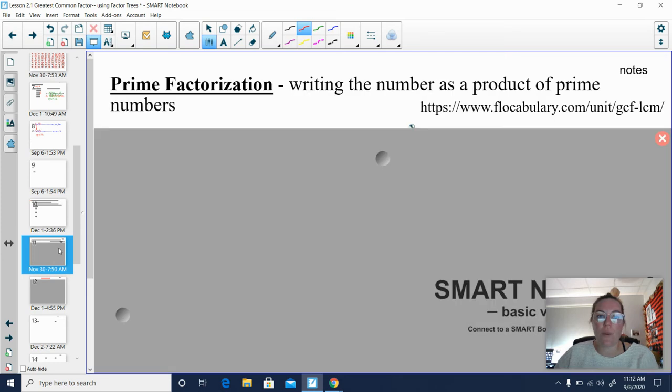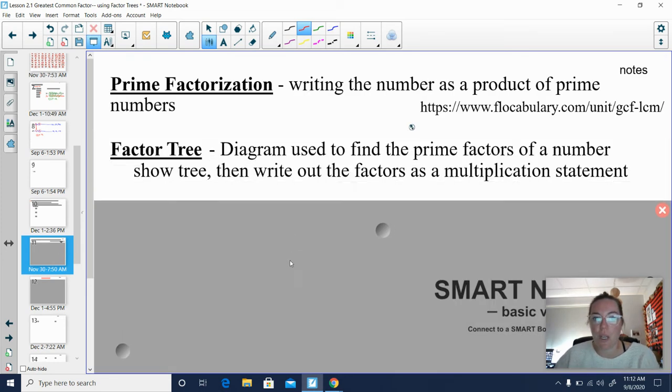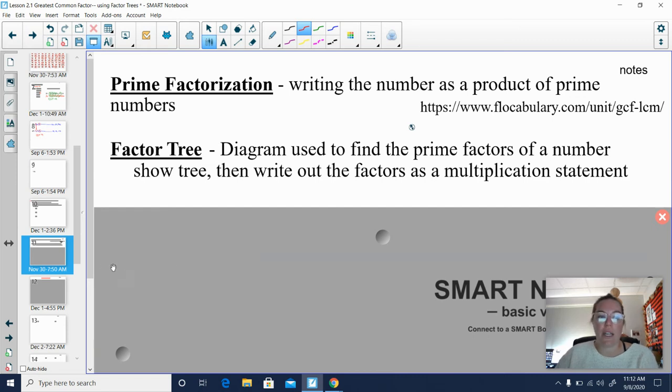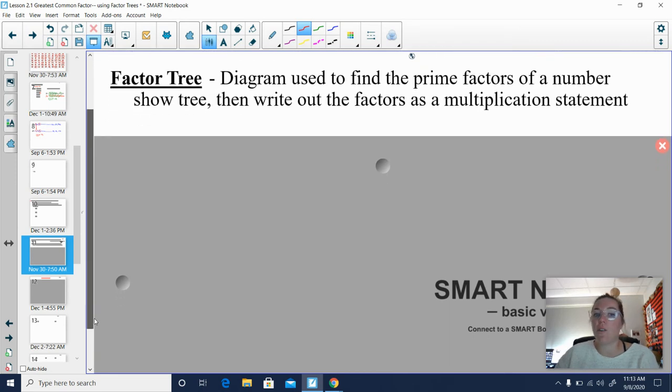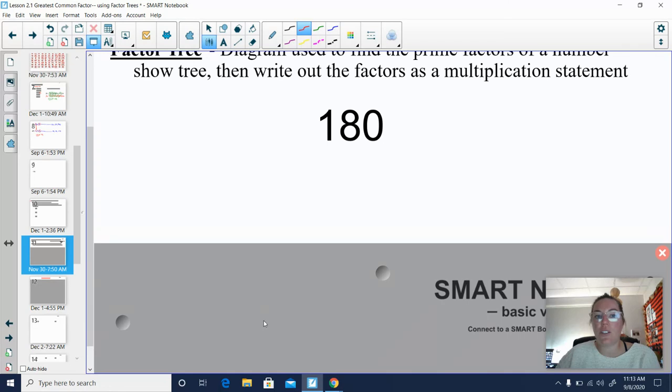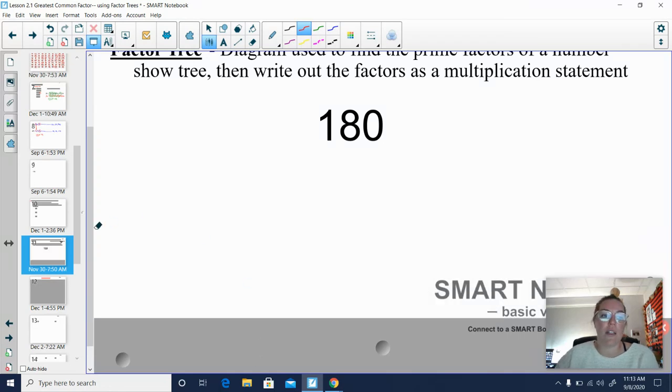But there is a faster way, and we can do this using prime factorization. We use a factor tree to make this diagram. And so what a factor tree is really just trying to find all of the factors and trying to get them down into prime numbers. So what we do is we start with, and I like to call this a Christmas tree, okay, because we're going to make it pretty.